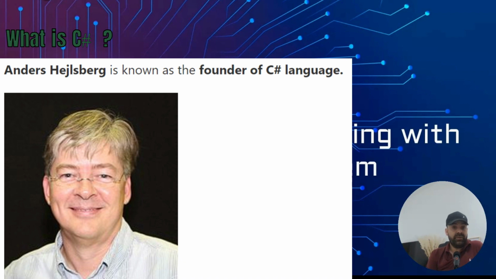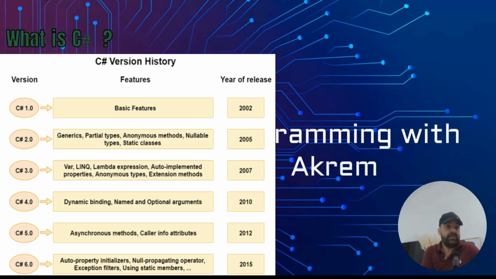Hejlsberg is known as the founder of the C# language. It is based on C++ and Java, but it has many additional extensions used to perform the component-oriented programming approach. C# has evolved much since its first release in the year 2002. It was introduced with .NET Framework 1.0 and the current version of C# is 5.0. Let's see the important features introduced in each version of C# given below.